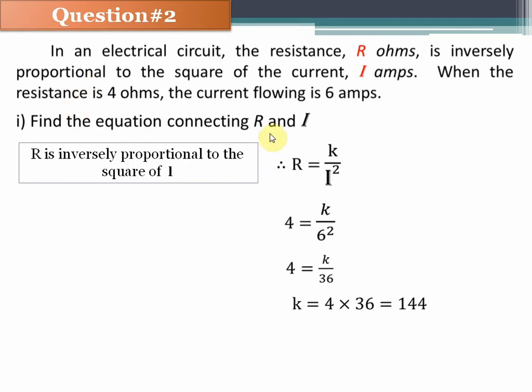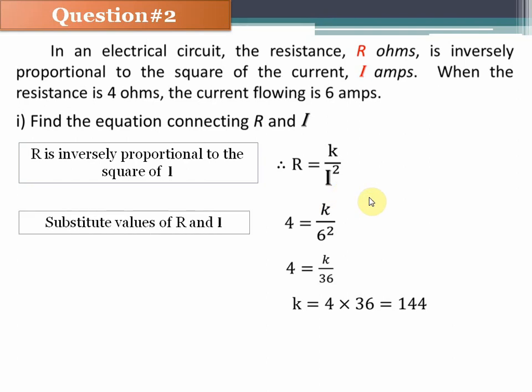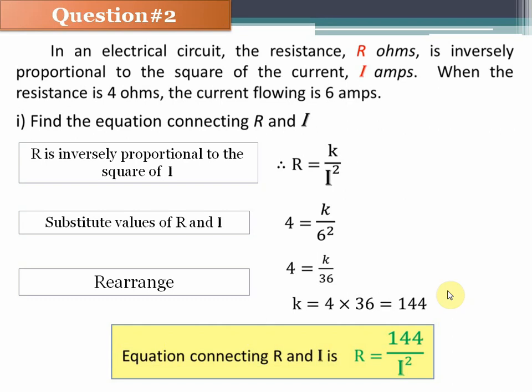So find the equation connecting R and I. First we have to find the equation connecting R and I. They gave us the initial values: resistance is 4, current is 6 amperes, and R is inversely proportional to the square of I. So first we write the equation, R is equal to K over I square. Substituting the values of R and I, 4 is equal to K over 6 square. It becomes 4 is equal to K over 36. 36 multiplied by 4 becomes 144. Now we have the equation connecting R and I: R is equal to 144 over I square.